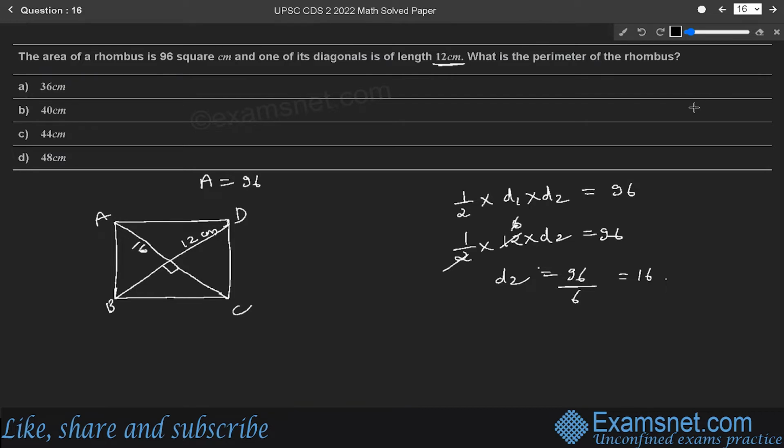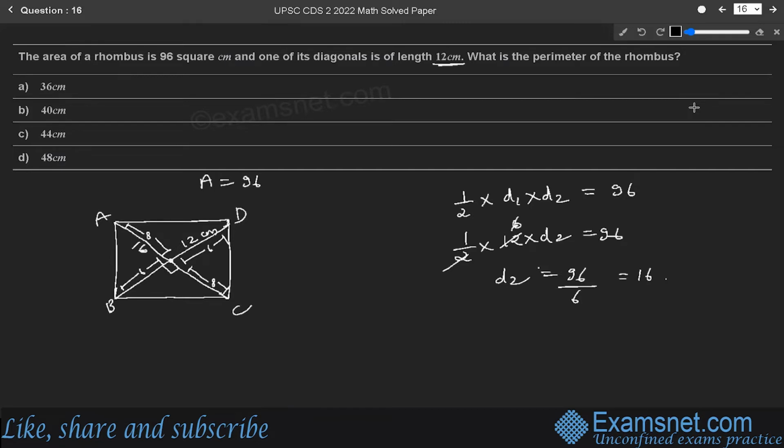Now we know that since both the diagonals bisect each other, they bisect in two equal parts. So this is 12, this part will be 6, and this will also be 6. Similarly, this part will be 8, which is half of 16, and this part will also be 8. I hope it is clear to you.